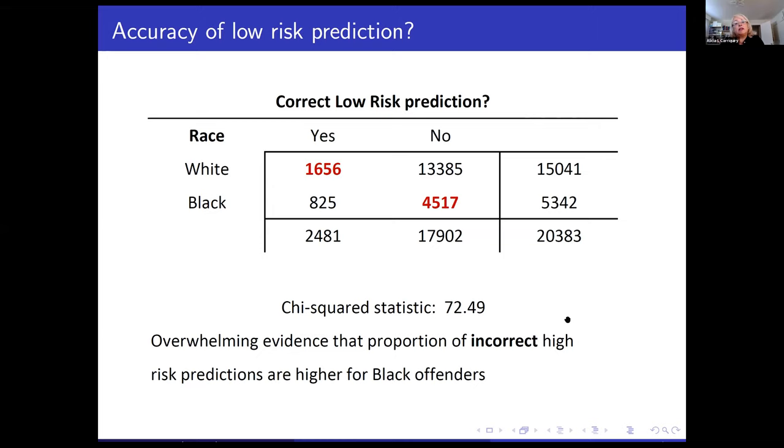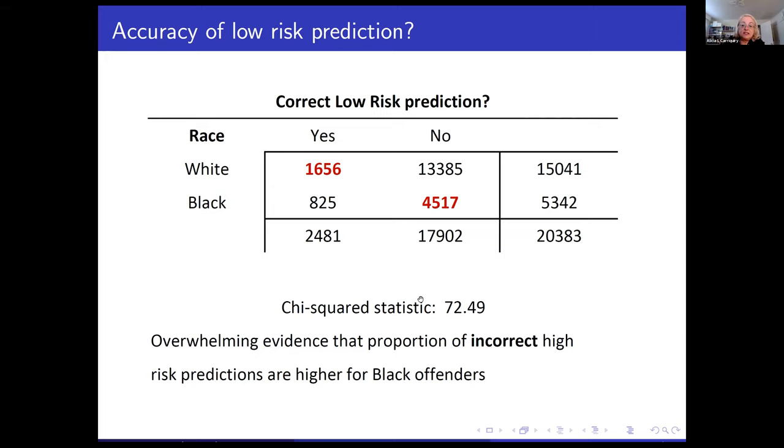Do I have this backwards? So there were 15,000 out of the 19,000 individuals who did not reoffend. I forget now. And the truth, and 5,000 out of however many thousand of the Black individuals who did not reoffend. It turns out that the correct low risk prediction was much higher for the white defendants than for the Black ones.